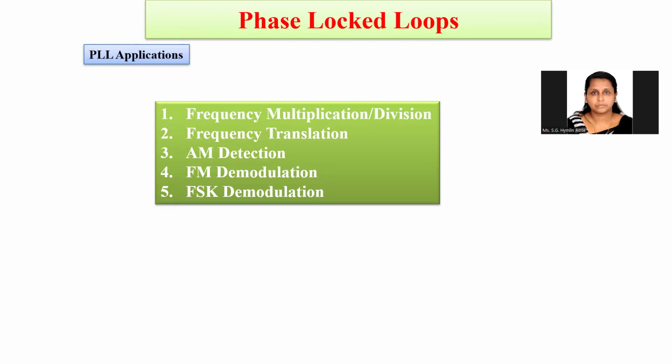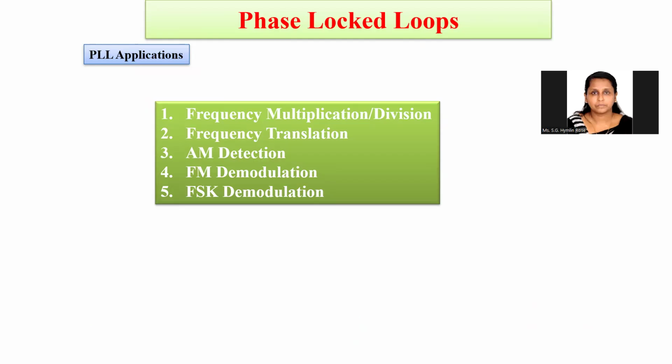Whenever all these conditions have to be satisfied, the PLL has to be made to lock. Mainly, whenever we are going for frequency cases, the input will be corrupted with noise and other disturbances. So the PLL has to be made to lock selectively on one particular frequency component at the input. Some of the typical applications of PLL are frequency multiplication or division, frequency translation or frequency shifting, AM detection, FM demodulation, FSK demodulation.